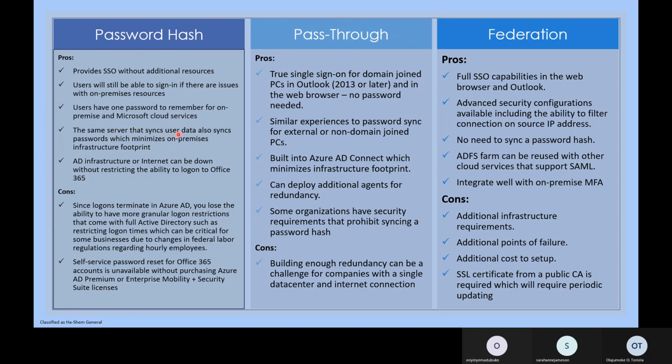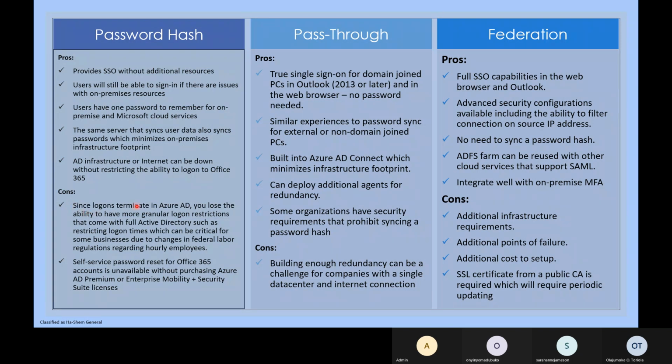The same server that syncs user data also syncs the password, which minimizes the on-premise infrastructure footprint. So you do not need multiple servers to do this. It can even be collocated on your domain controller. The AD infrastructure or internet can be down without restricting the ability to log on to Office 365. Remember what I said: because the hash of your password is stored on Azure AD, it does not require your domain controller on-premise, which is your AD infrastructure. It can be down and you can always continue to access your resources on Office 365.